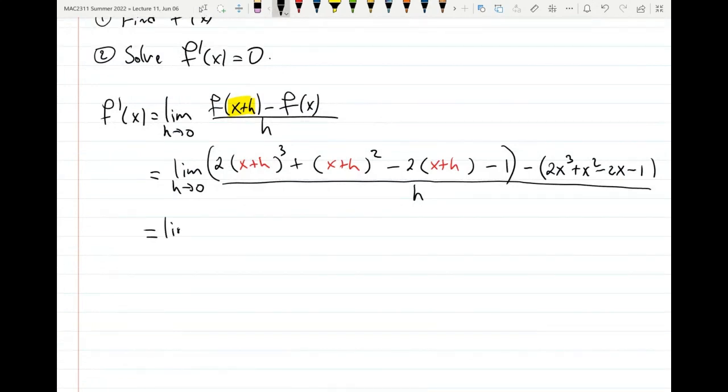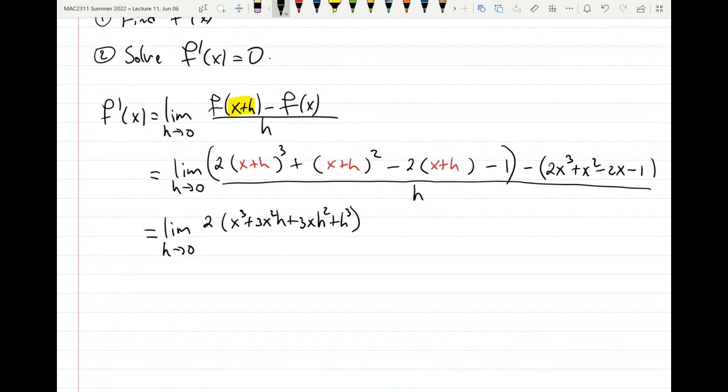All right, so I'm just going to keep on writing this limit, but now what we're doing is algebra. Our job is to expand all of this, combine like terms, and simplify as much as we can. Here we have a cubic, so let's do that one. That one is x cubed plus 3x squared h plus 3x h squared plus h cubed.